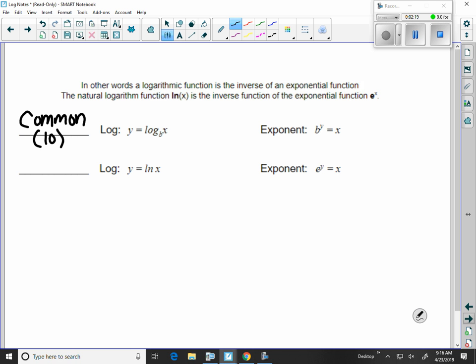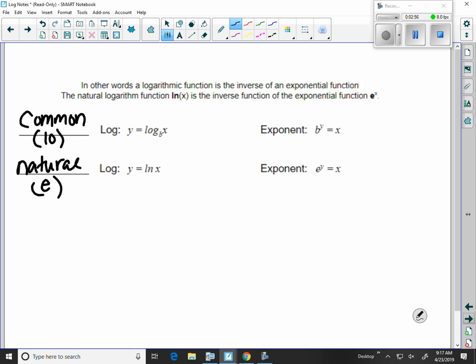Now what about if it has a base of e and you use ln? Do you remember the difference between the common log and using ln with a base of e, what that's called? Inverse log. It's not inverse log. It's called the natural log. Natural log. And it has a base of e. So your natural log is ln, common log is log base 10.